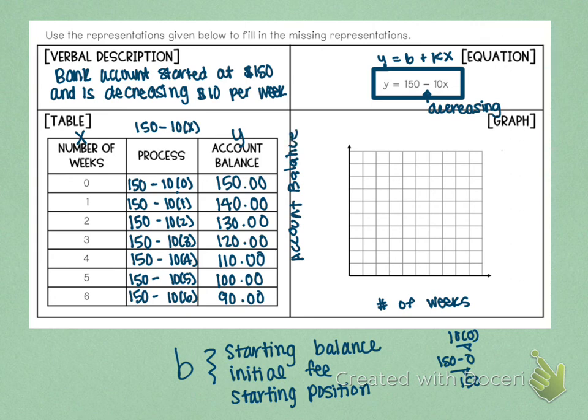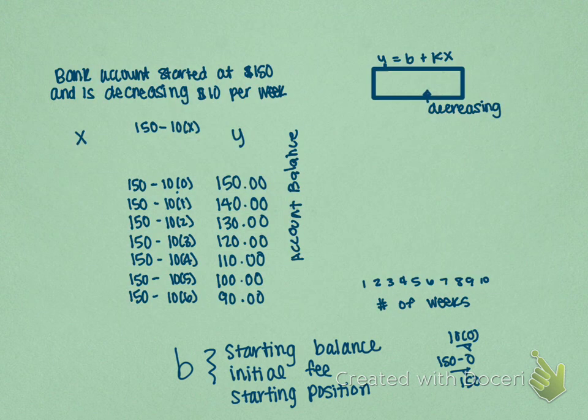Okay, number of weeks just increases by 1, and account balance decreases by 10. I think I'm going to start at 20 here. No. How do I undo that? Hold on one second.